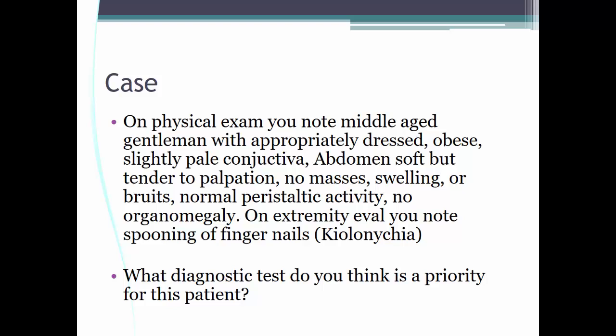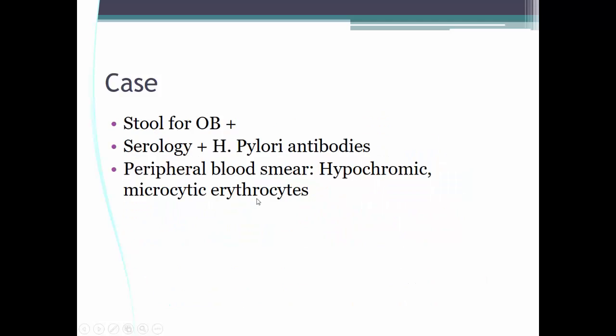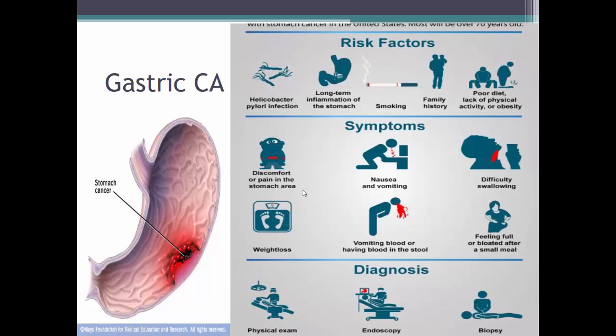The patient doesn't have vomiting or fecal content for bowel obstruction. So this mainly is pointing to cancer. Stool for occult blood is positive. Serology for H. pylori antibodies is positive. And again, hypochromic microcytic anemia.